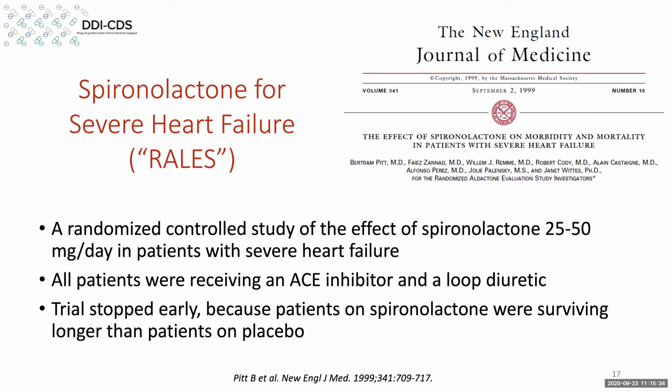Now, this whole interaction between hyperkalemia with ACE inhibitors, ARBs, and potassium-sparing diuretics has been in the literature for a long time, but it actually was really brought to the fore through some unintended consequences of a rather landmark study. And this is the study, a lot of you probably remember this. This is the RALES study, and this was a study which was designed to study the effect of adding spironolactone to patients who were receiving an ACE inhibitor and a loop diuretic who were being treated for severe heart failure.